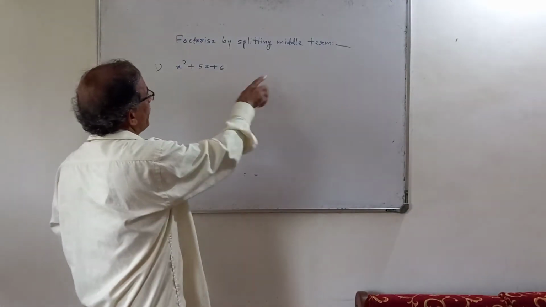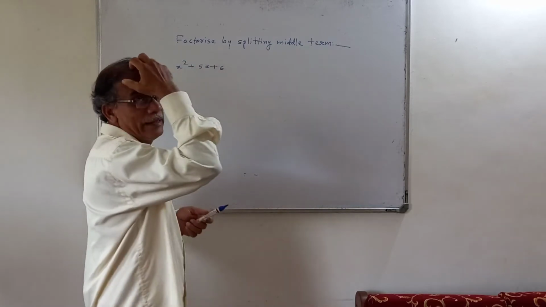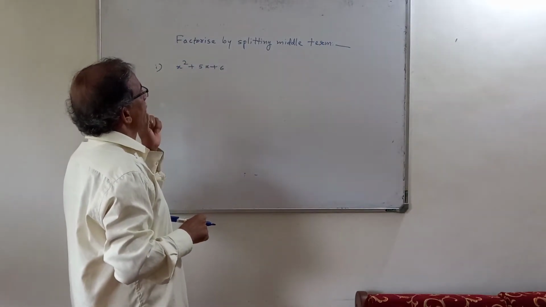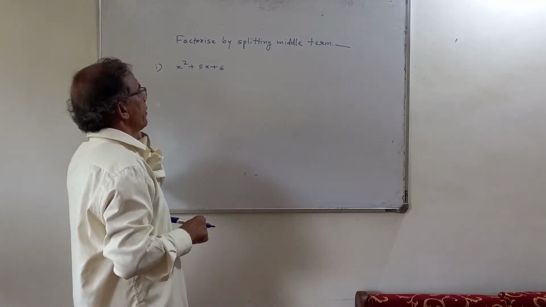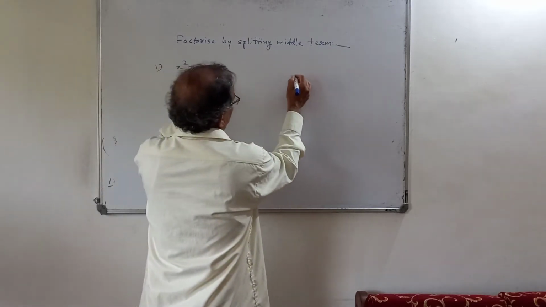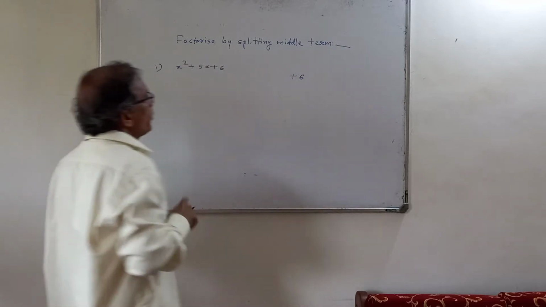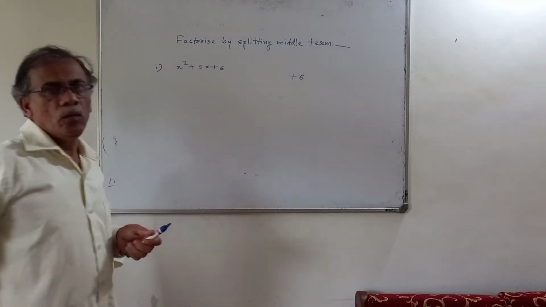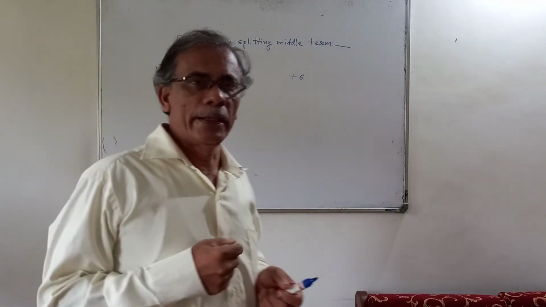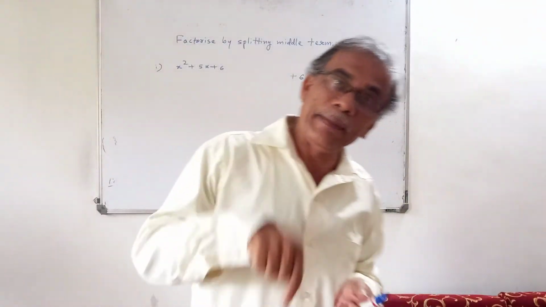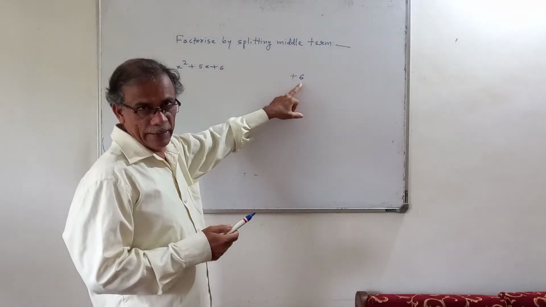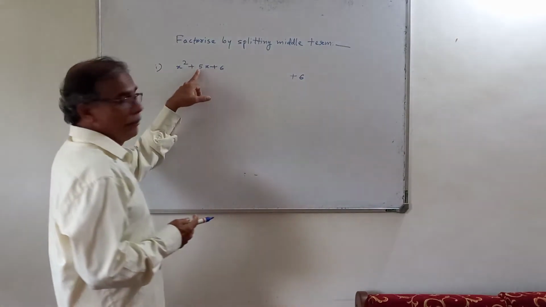Now here there is no product form. Plus, plus. There are three different terms, isn't it? Now what do you do here? Observe the last constant term c. What is that? Plus 6. And what is the middle term? Plus 5x, means plus 5. We have to find a pair of two numbers such that their multiplication will be equal to the last term, that is plus 6, and addition should be plus 5.